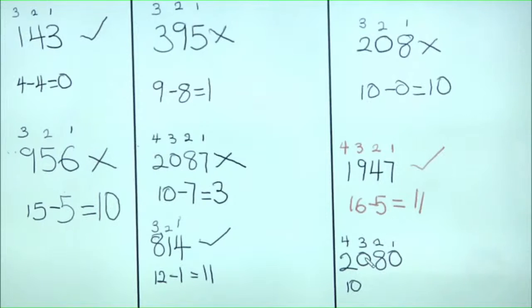Now, the digits at the even places. 3 and then, the digits at the even places. We have 0 and then 0. 0 plus 0 is 0. So we subtract it from 10. And when we subtract 0 from 10, we will get 10. Is 10 divisible by 11? No, 10 is not divisible by 11. Therefore, 2080 is not divisible by 11.